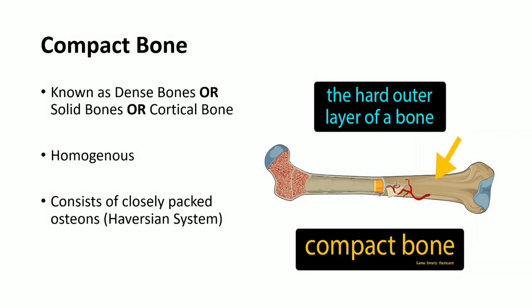Compact bone, as the name suggests, has a very compact structure. It has very little space in between. It is also known as dense bone, solid bone, or cortical bone. It is the harder outer layer of a bone. The structure doesn't look homogeneous, but in a way it is homogeneous. It consists of closely packed osteons, and when these closely packed osteons come together, that system is called a Haversian system.